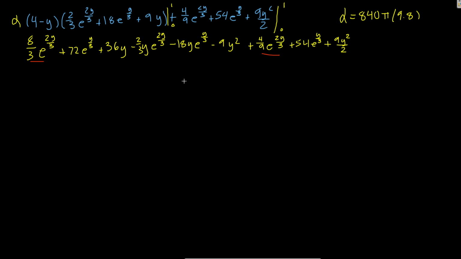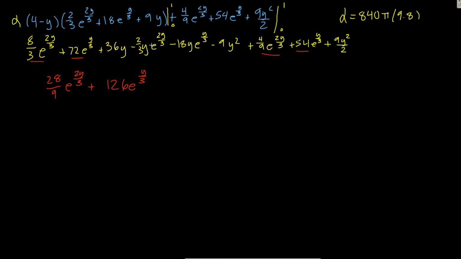So 8 over 3, that's 4/9, is 28 over 9 e to the 2y over 3. We're going to do y divided by 3 now. So plus, we have 72 and 54. Looks like that's it. It's going to be 126 e to the y over 3.